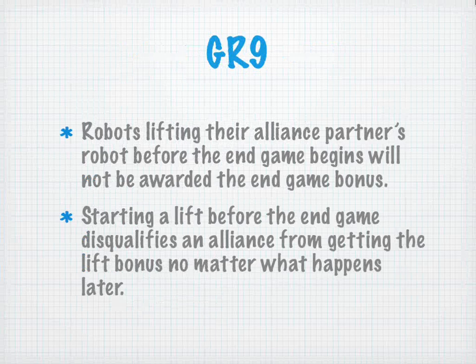Game restriction 9 says that robots lifting their alliance partner's robot before the end game begins will not be awarded the end game bonus. So that means if a red robot starts to lift its partner before the end game starts, then that alliance is now completely disqualified from getting a lifting bonus. It doesn't matter if they set the robot back down and then lift it again later completely during the end game. If they start a lift before the end game, then they lose the opportunity to get that bonus for that match.